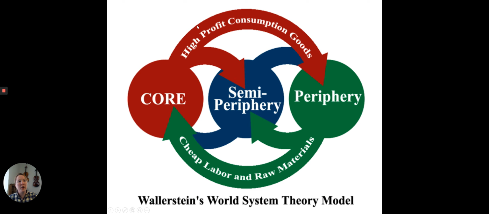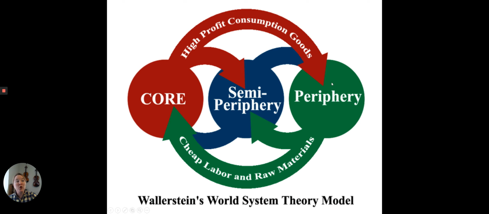So what we have here in Wallerstein's world systems theory model, we have economic cores. That's the red thing here. Cores produce high profit consumption goods. That's what these words are in this arc. If you're watching on a mobile or something, that may be tough to make out, but it says high profit consumption goods. So these tend to be secondary sector and tertiary sector things. You have goods, you have services, you have information.